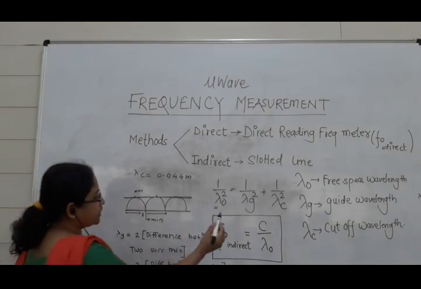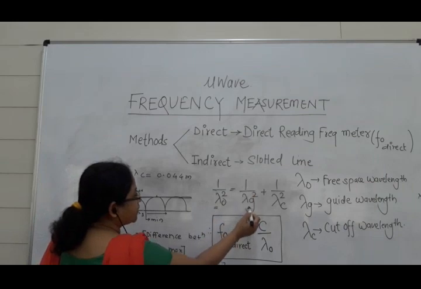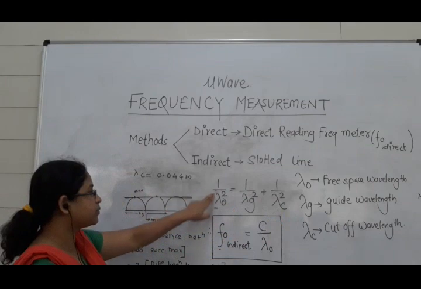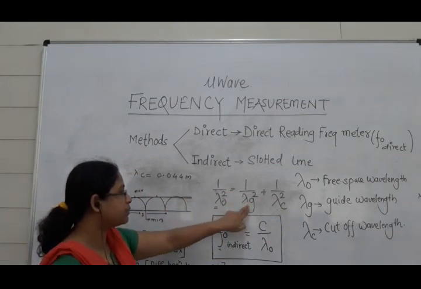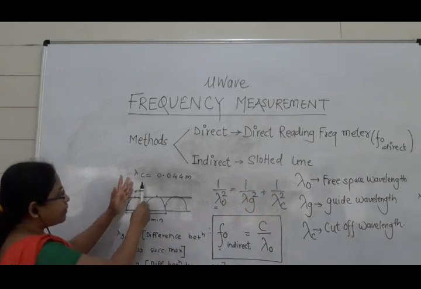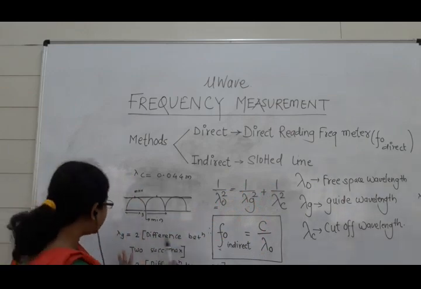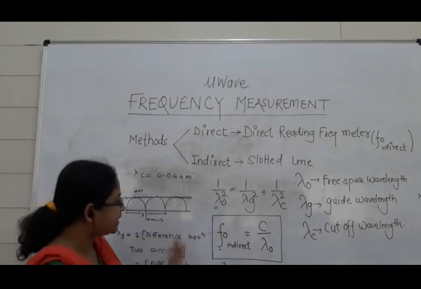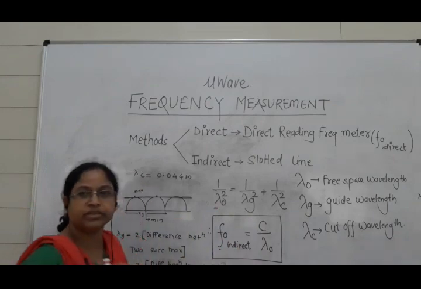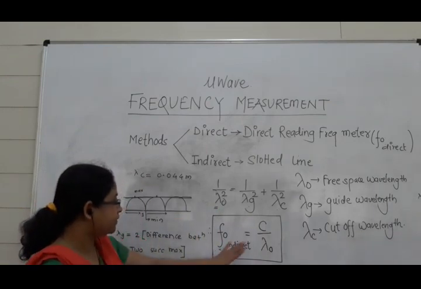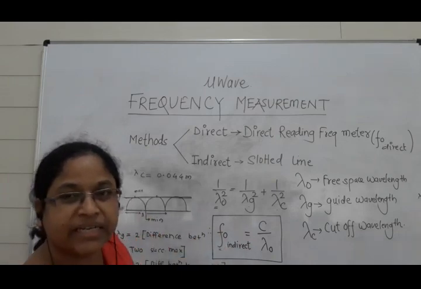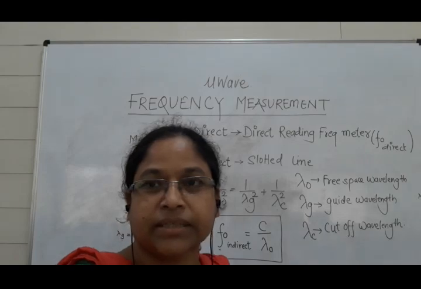So how can I calculate the lambda 0? I put the value of lambda g over here, I put the value of lambda c here, and I get the lambda 0, because 1 upon lambda 0 square is nothing but 1 upon lambda g square plus 1 upon lambda c square. So lambda g we know, lambda c we know, we can calculate the lambda 0. If I get the lambda 0, I'll put the value, and c is nothing but the velocity of light, 3 into 10 raised to 8, divided by lambda 0, and you will get the f0 indirectly. Now let us see how practically you are going to do that.